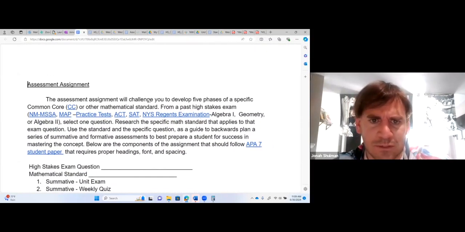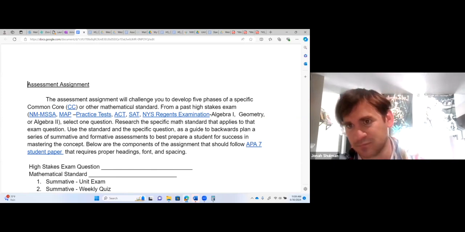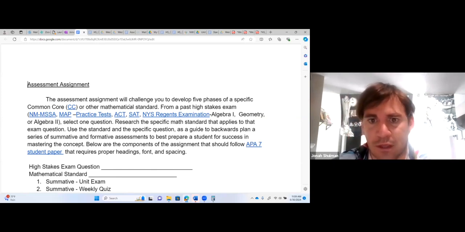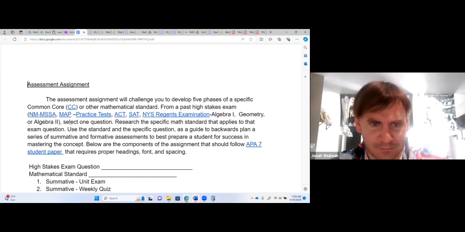So this assessment assignment will challenge you to develop 5 phases of a specific Common Core standard or other mathematical standard. You could take it from a high stakes exam. So this is the elementary school exam for New Mexico. This is the MAP testing. It's one of the nationally used elementary school exams. I'll go over the standards of each.